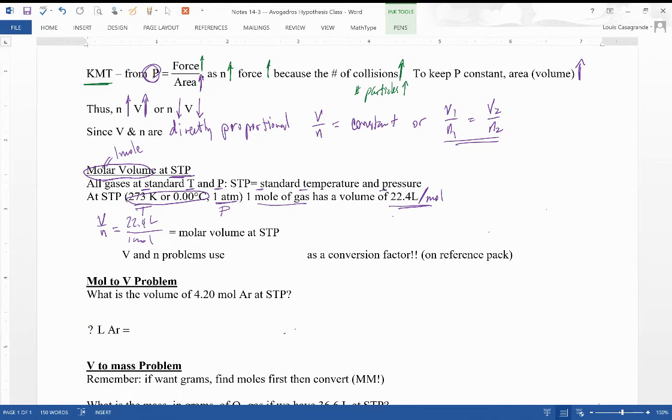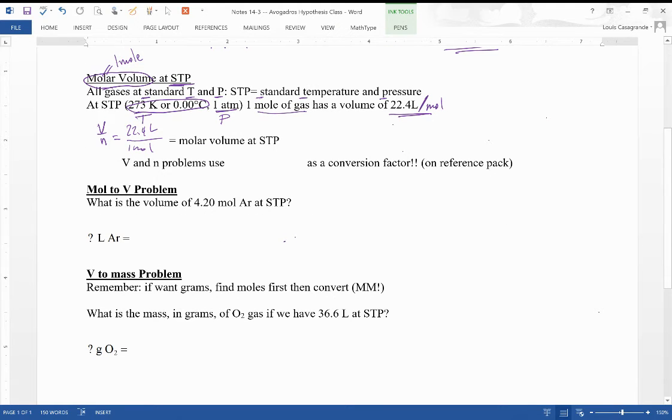We're going to use that as a conversion factor. And so our conversion factor is going to say 22.4 liters per mole. And this is on your reference packs, so you never have to memorize it, but some of you may start memorizing it, start remembering it anyway. So what this is going to help us to do now is relate volume and moles of a gas in mole to volume problems.